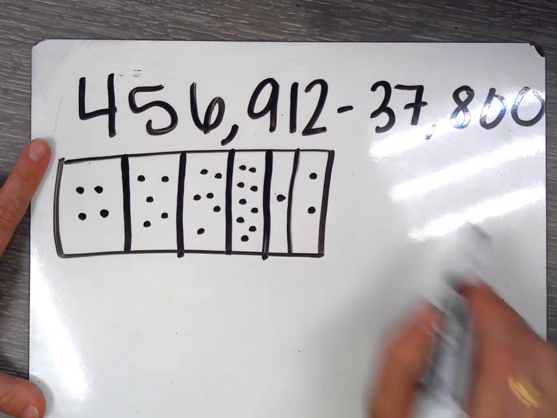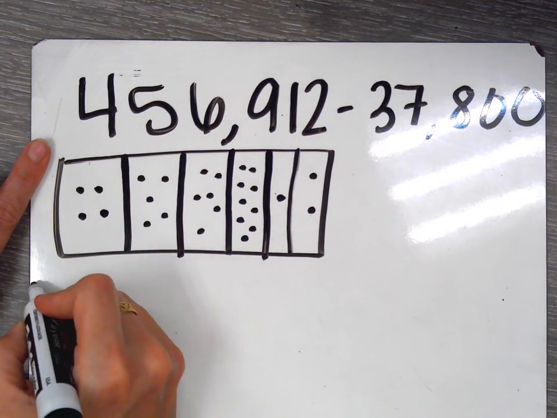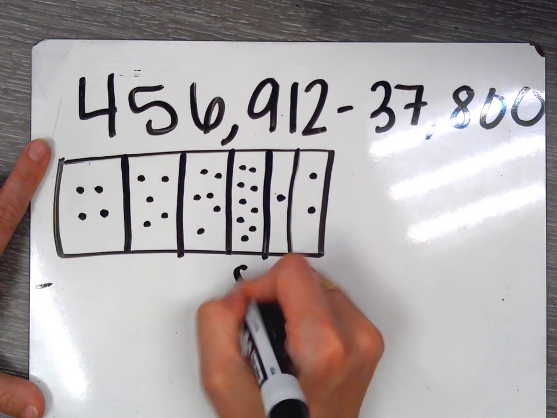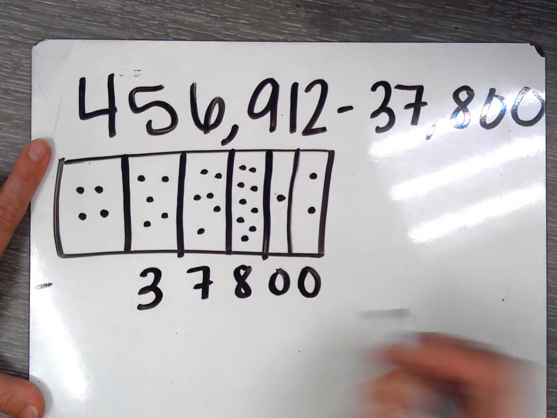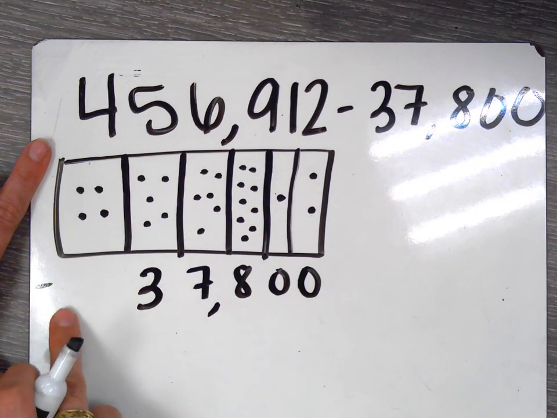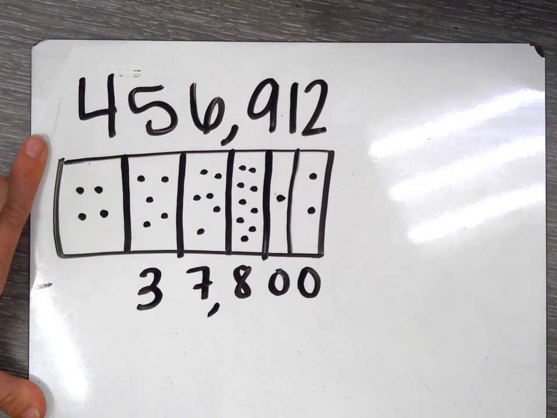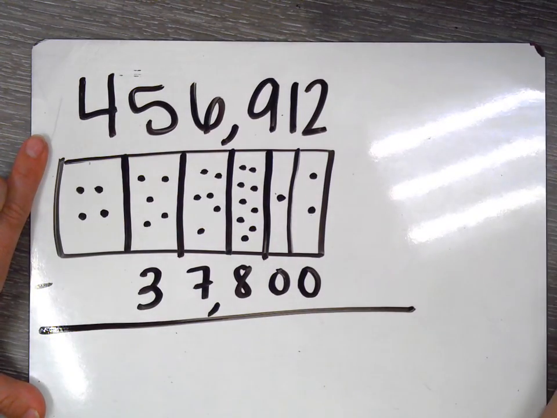I know I'm subtracting this number over here. I have to line it up by place value. 0, 0, 8, 7, 3. I like to go backwards just to make sure I don't accidentally shift everything over here. And I'm going to erase that so I don't get confused. All right, now let's subtract.